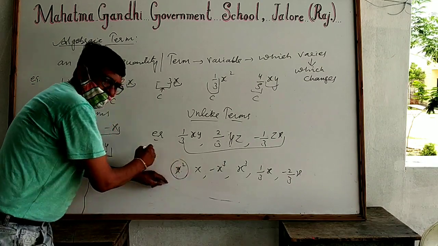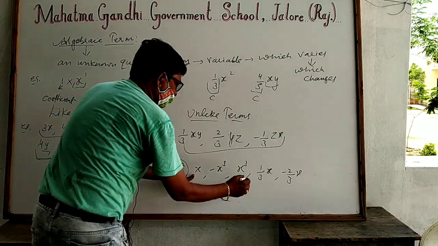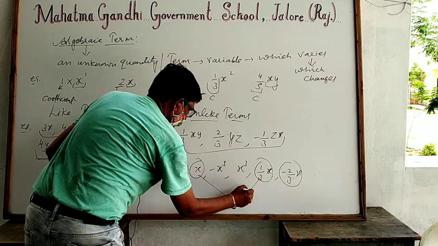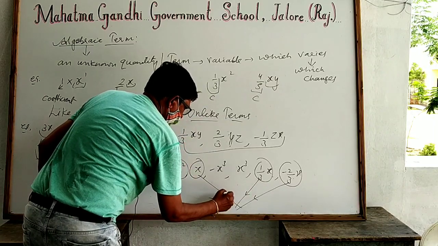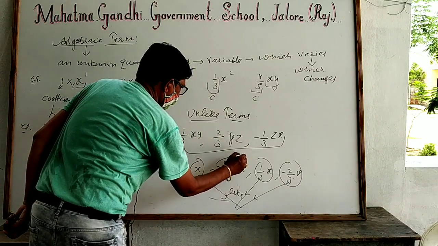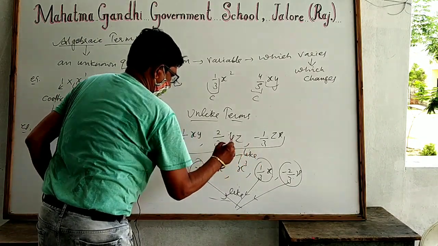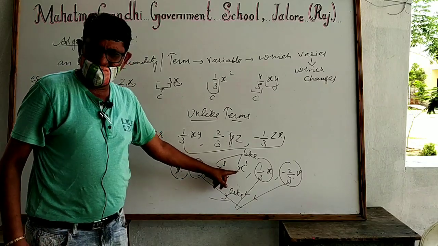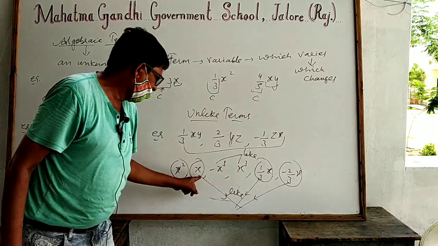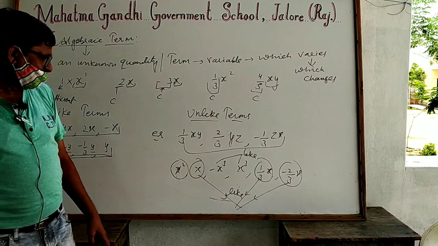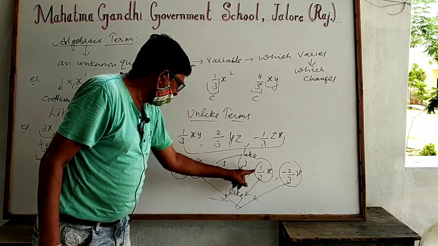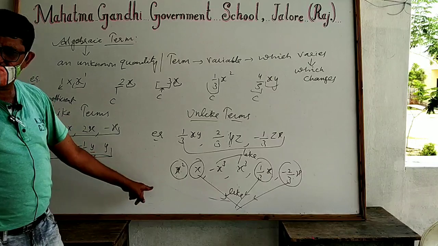It is x, it is x, it is x. These three are like. It is x cube, it is x cube. These two are like, having the same x and the power 3. These three are unlike to these two, because the power is 1. This is unlike to this.